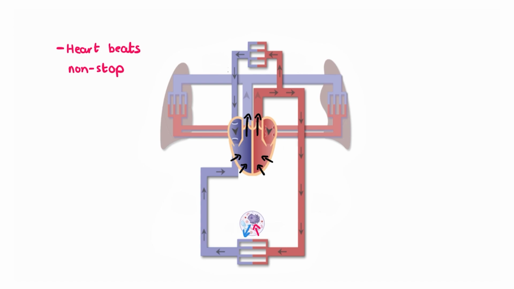Now, like we mentioned, as our blood is pumped out of our heart, it goes into blood vessels. Throughout its journey around our body, this blood is going to remain within these blood vessels. This is why our circulatory system is known as a closed blood system, because the blood remains enclosed within the blood vessels.